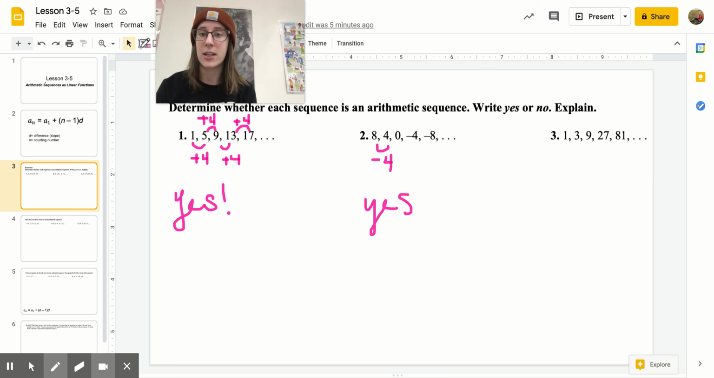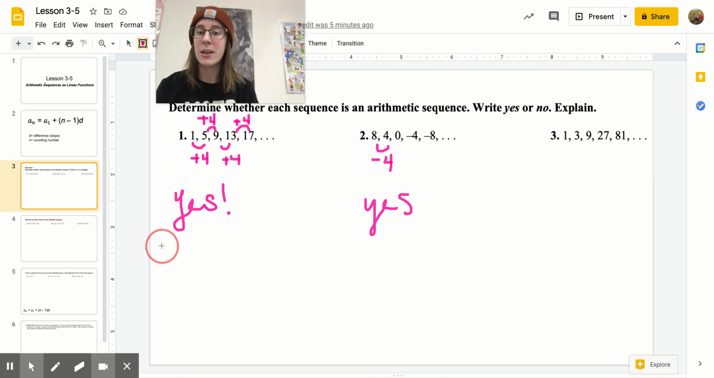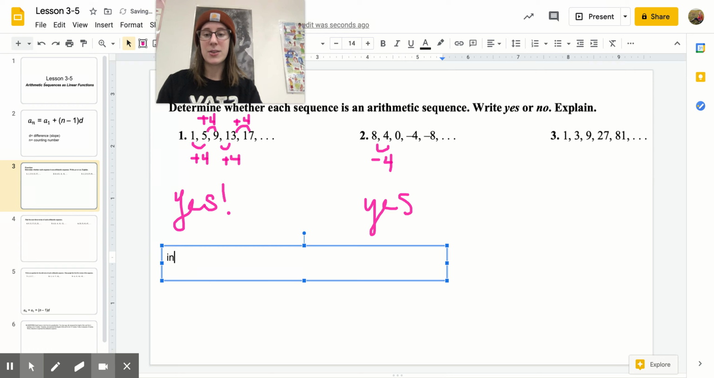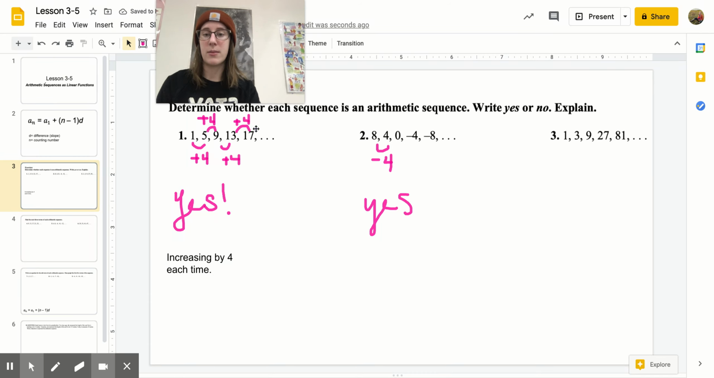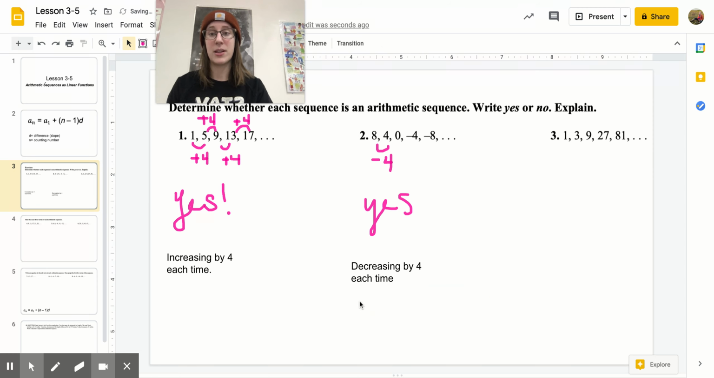The other thing you could add in here, I'm going to maybe type it so I don't have to write it pretty badly, you could say increasing by 4 each time. Then for number 2, we are not increasing, but we are decreasing by 4 each time. I can't spell apparently. Decreasing by 4 each time. And that would be our answer for that one. Then we can check out 3.